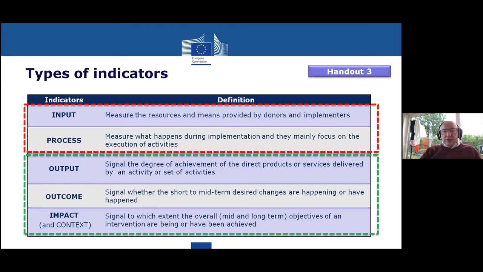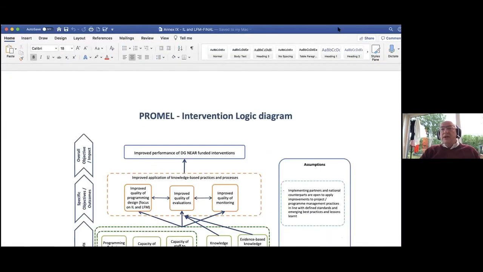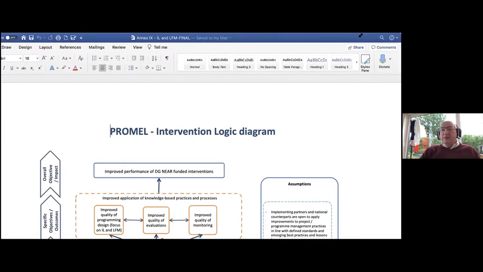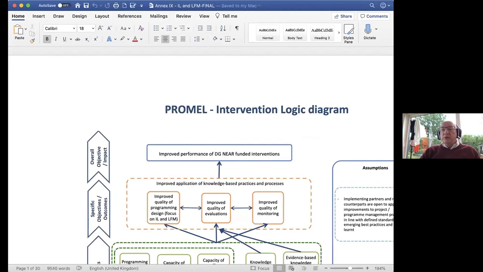If there's 30 seconds, can I share a screen? I'll just show you this very quickly, visually. So let me just bring this up. Okay, this is the log frame for the PROMEL project. The whole thing, and capacity development is only one main component of it.